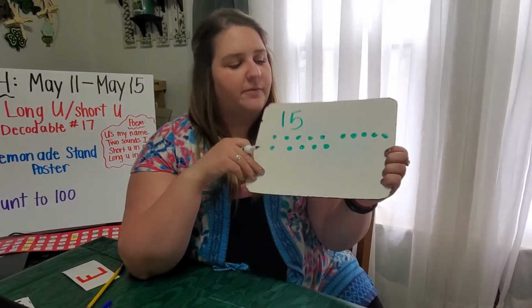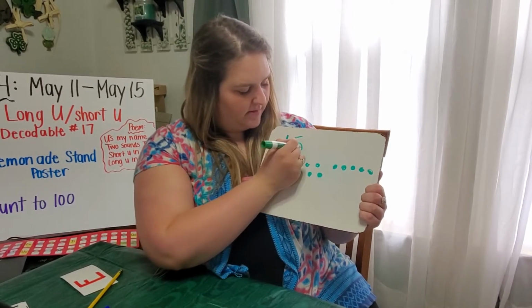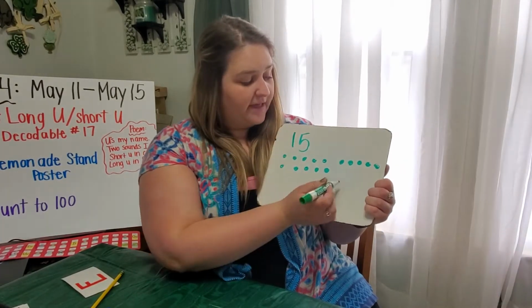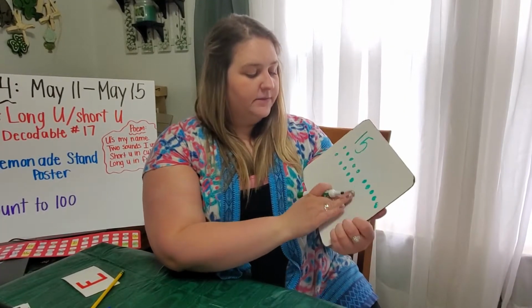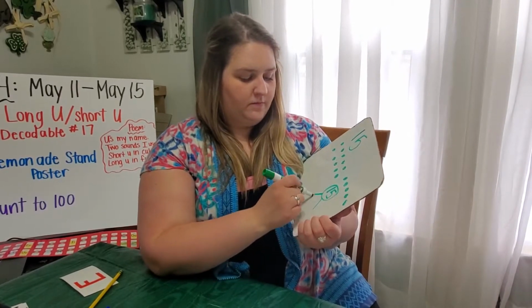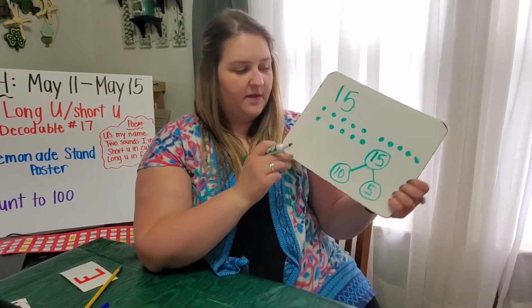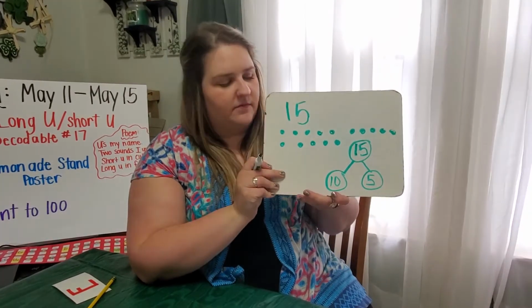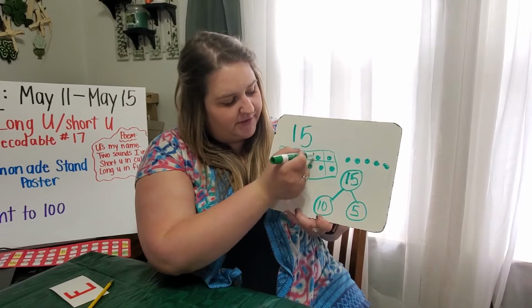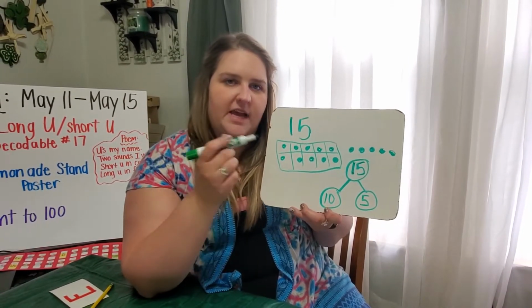So when we draw out 15 or 10-5, we have 10, and then we have 5 more. So if we were to make that into a number bond, we would have 10 and 5. Do you see how they're separate? Filling up that 10 frame first, and then seeing how many more we have left over. So we have 10 and 5.